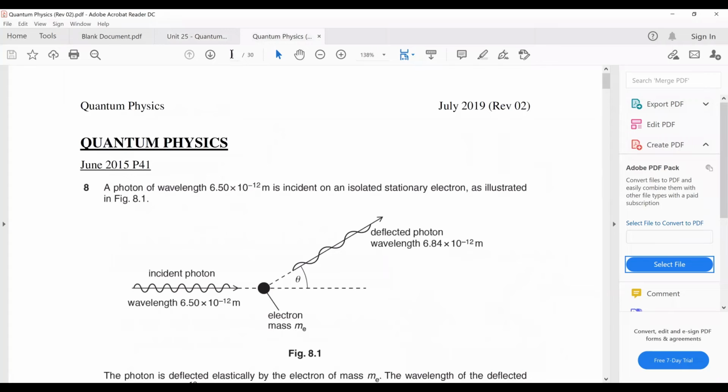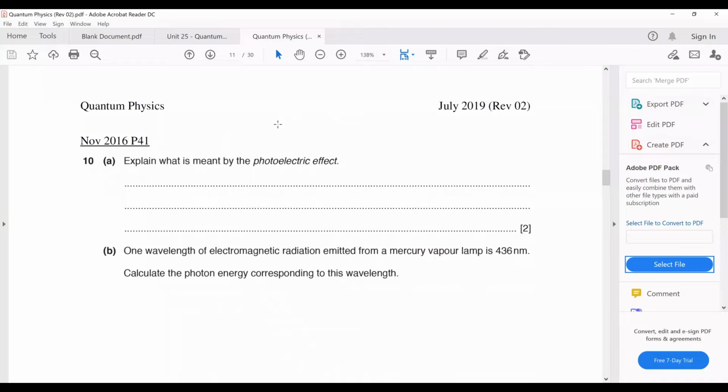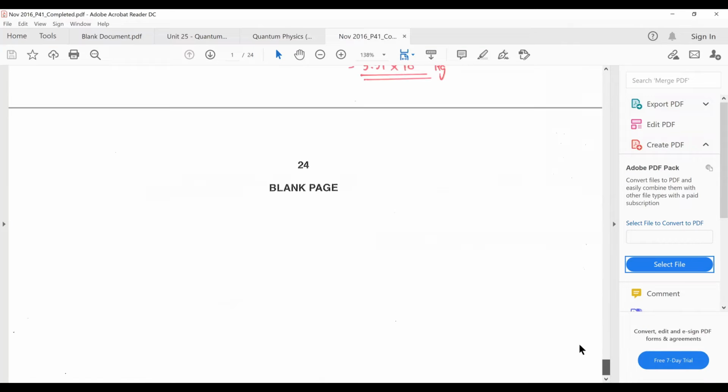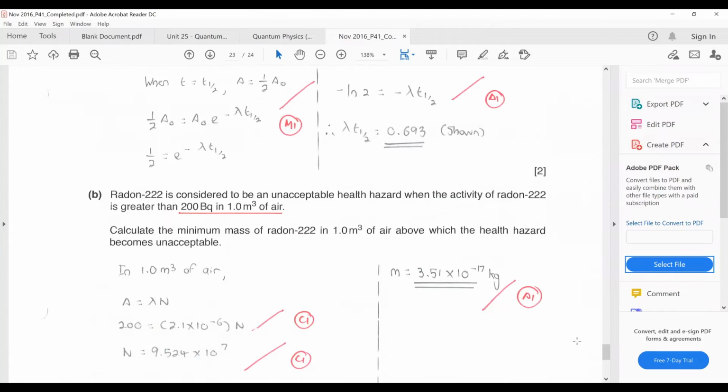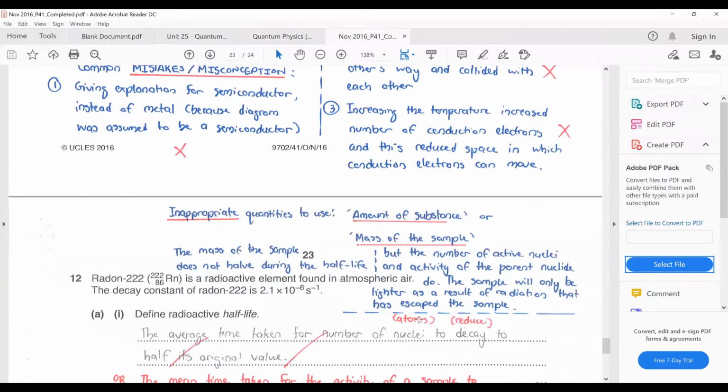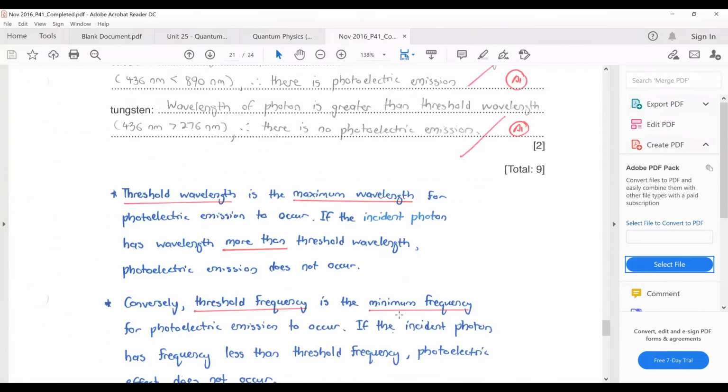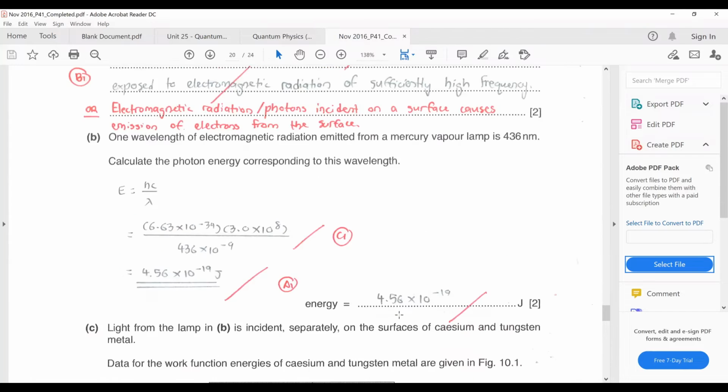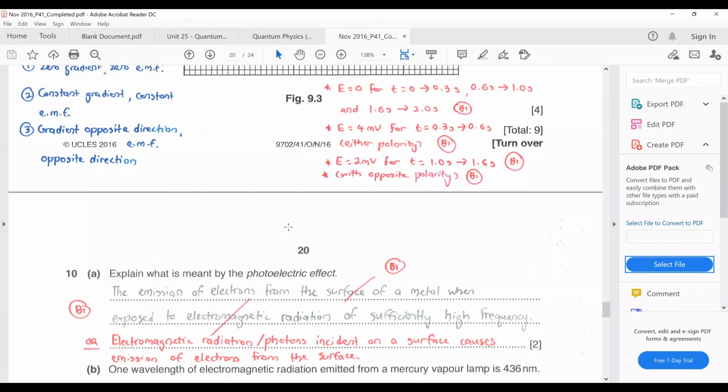Go to page 11 of your worksheet. November 16, P41. Now, what is meant by photoelectric emission? I mentioned that to you already. Photoelectric emission is when you talk about emission of electrons from the surface of a metal when it's exposed to electromagnetic radiation at sufficiently high frequency. Okay.